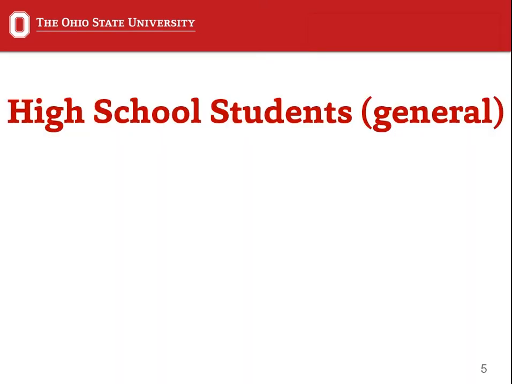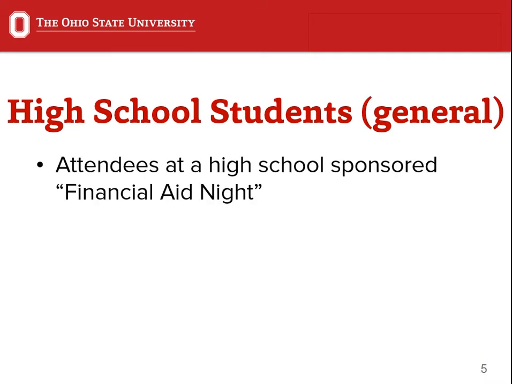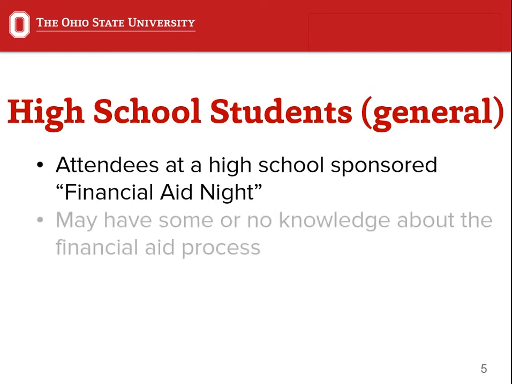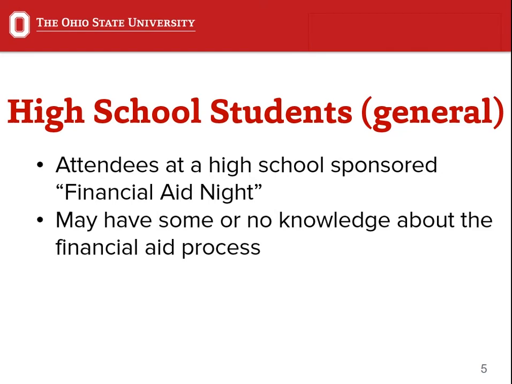The first being high school students, and I consider that a general population. I usually interact with this population in the fall. They're mostly seniors, but they could include underclassmen as well. I'm invited to visit area high schools to present on financial aid at the college level and just paying for college in general, and also reviewing how to complete the Free Application for Federal Student Aid, or FAFSA. These students might have some or no knowledge about this process.